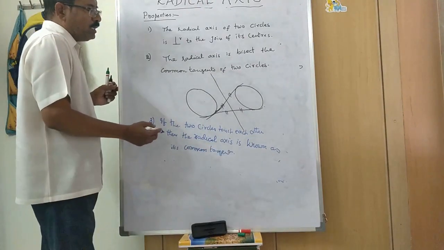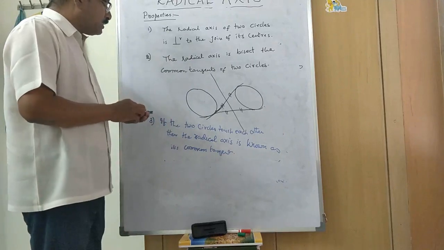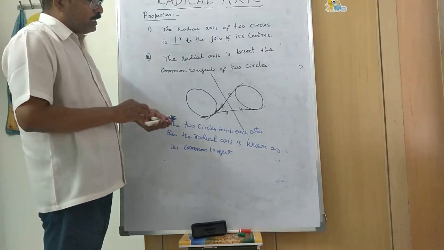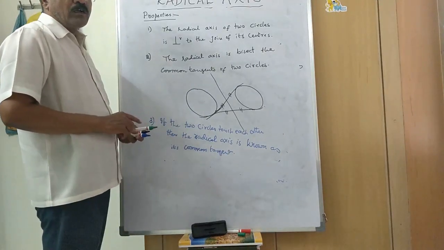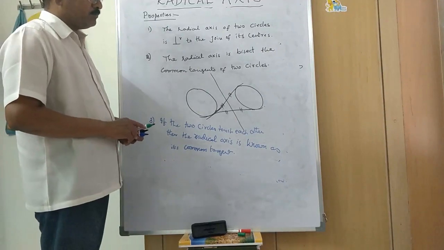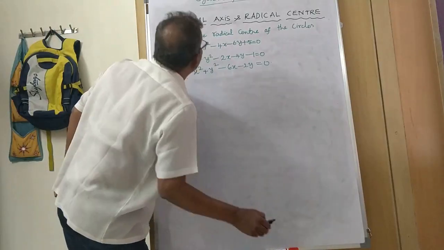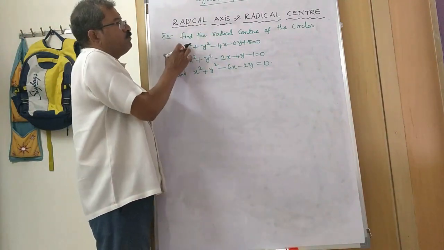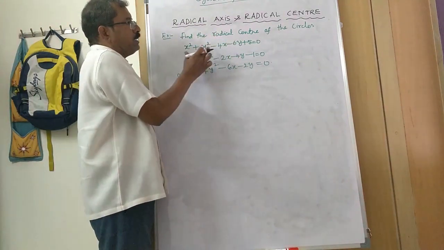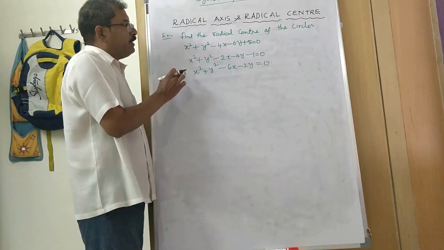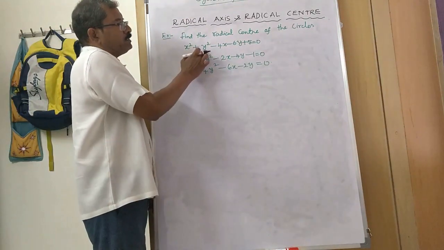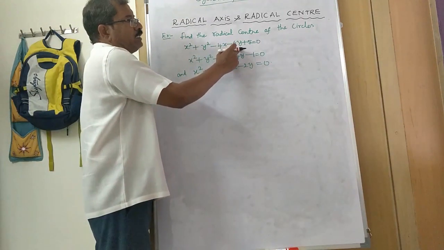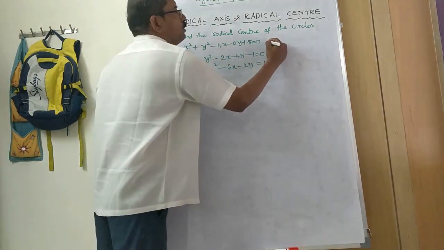And the fourth one: if the two circles intersect each other, then the radical axis is known as the common chord. See this question on the radical axis and radical center: find the radical center of the circles. Three circles are given. x² + y² - 4x - 6y + 5 = 0.